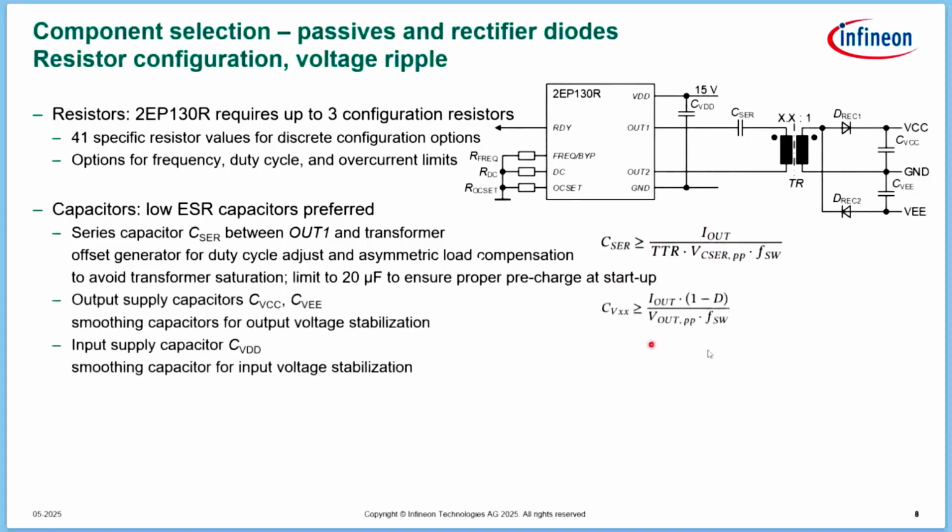For the output capacitors, there is a similar formula here. It depends on the duty cycle, which is adjusted for the operation, and of course the switching frequency and the output voltage ripple you might expect in the system.